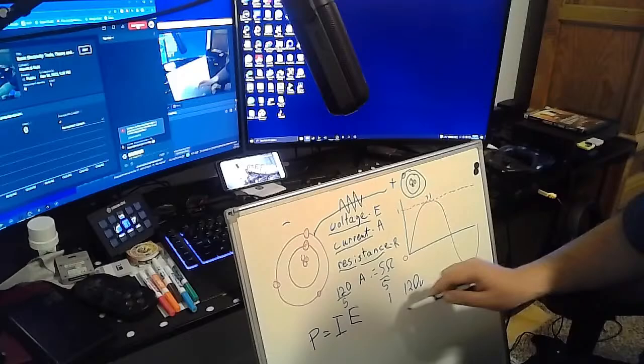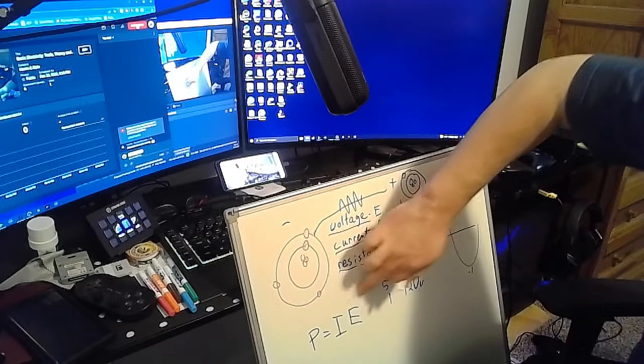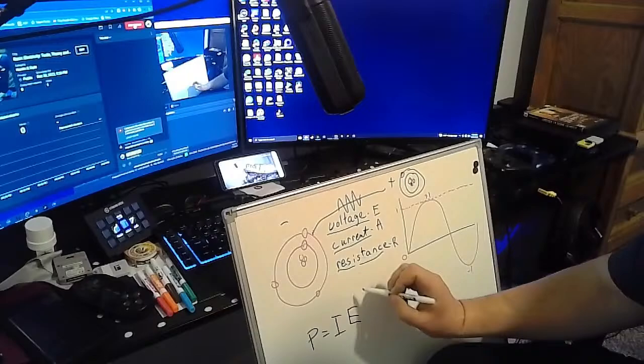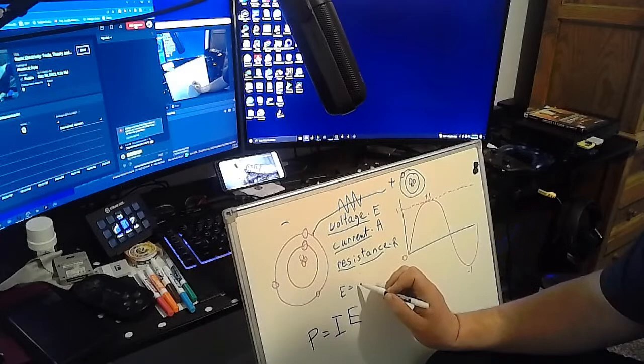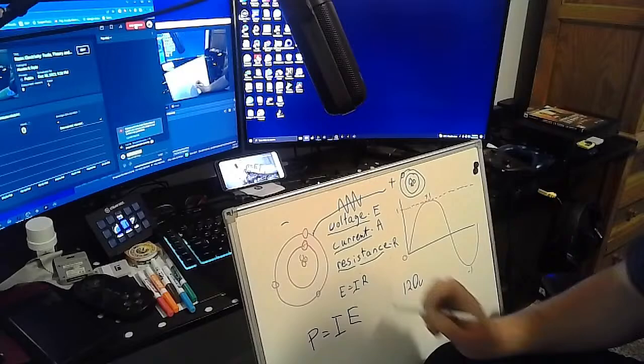Let's back up. Like I said, I don't math very well. So you're basically doing this equation right here. E equals, I, see, I messed it up. E equals I times R. There we go. That's better. See what happens when I try to math?